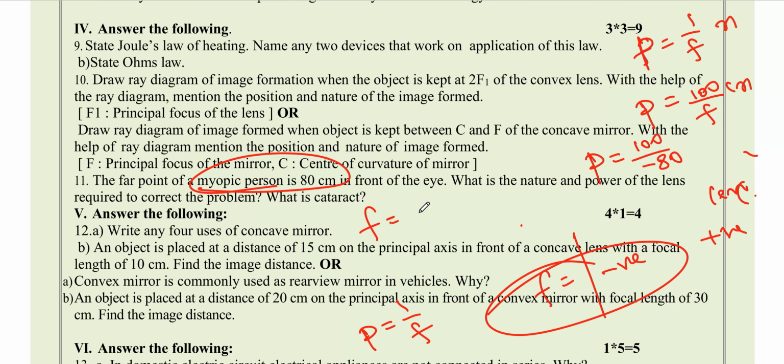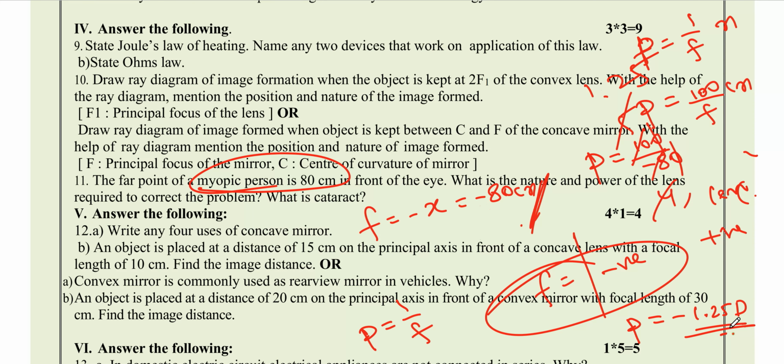What is F? Minus X is nothing but minus 80 centimeter. Zero, zero get cancelled. Twice 4 is 8, twice 5 is 10, 4 ones are 0.10, 4 twos are 8. Correct? Remainder 2, 20, 4 fives are 20. So power P is equals to minus 1.25 diopter. What is the power? Minus 1.25 diopter. That is the SI unit of power of lens. Power of lens SI unit is diopter. DIOPTER. Diopter.